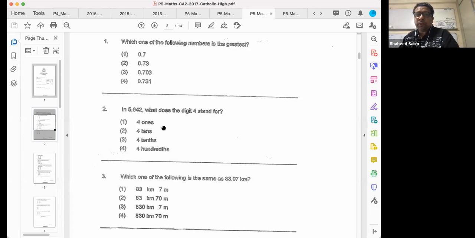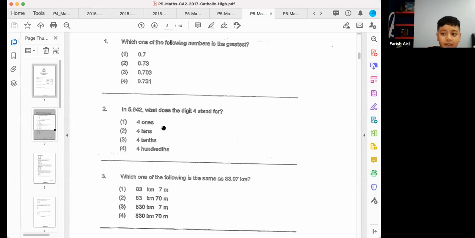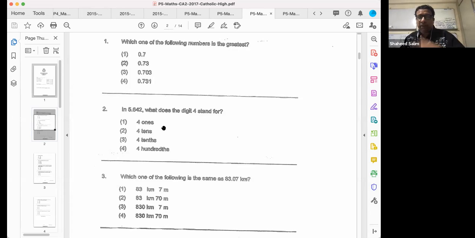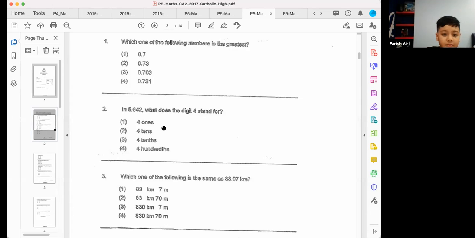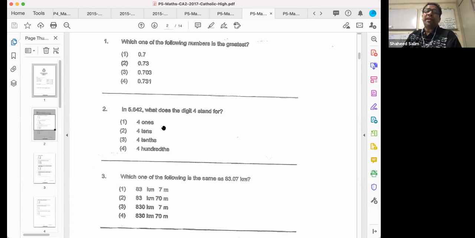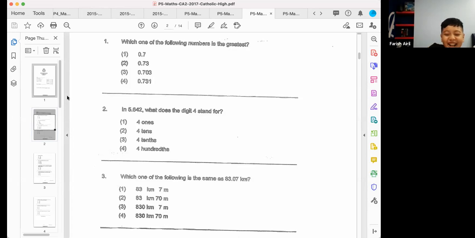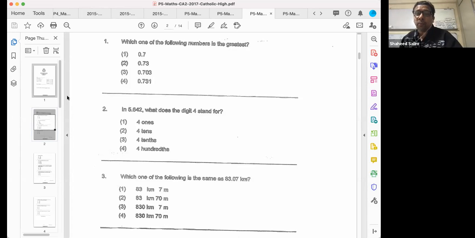Okay, Righty, check your answer for question number 1, sorry. 5.642. Mr. Farish, you are telling everyone the answer. Send it in. Okay, Shalina, well done. Putri, well done for question number 1. Righty, you got to check your answer for question number 1. For question number 2, here we go.